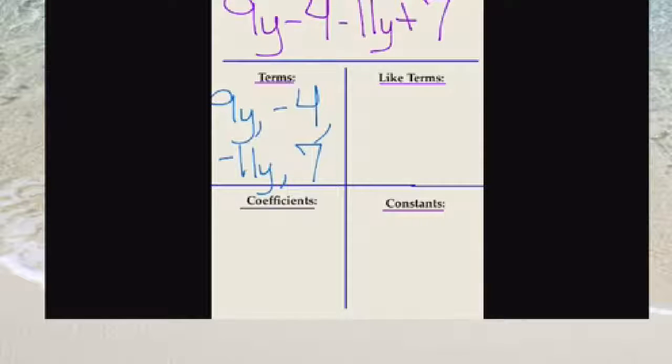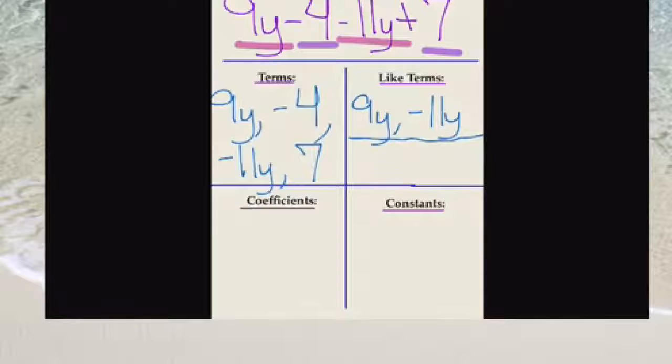In this case, let's look now at our like terms. Remember, like terms have the same variable to the same power. I see 9y and negative 11y are both y's. So I can list those as like terms, 9y and negative 11y. Now the tricky thing here is we actually have another set of like terms. Do you see them? That's right, it's negative 4 and 7. Whole numbers are also considered to be like terms, so we can list another set of like terms to be negative 4 and 7. Anything that doesn't have a variable attached, you would group together.